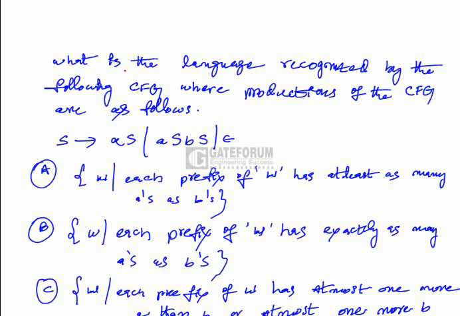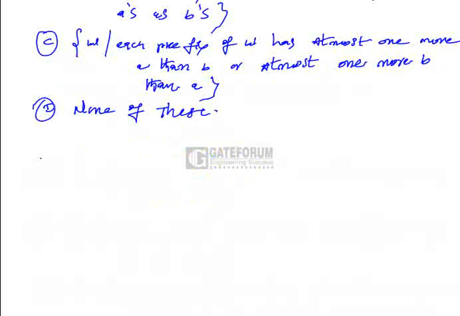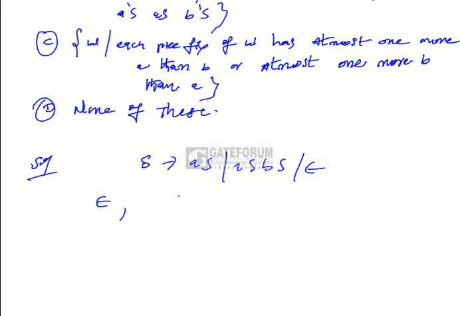Which language is recognized by the following CFG, where productions are S to AS, BS, or epsilon? So here if you take S to AS or BS or epsilon, minimum string is epsilon. Next minimum string is we can have small a. We can't have a string start with B. We can have a string start with A.